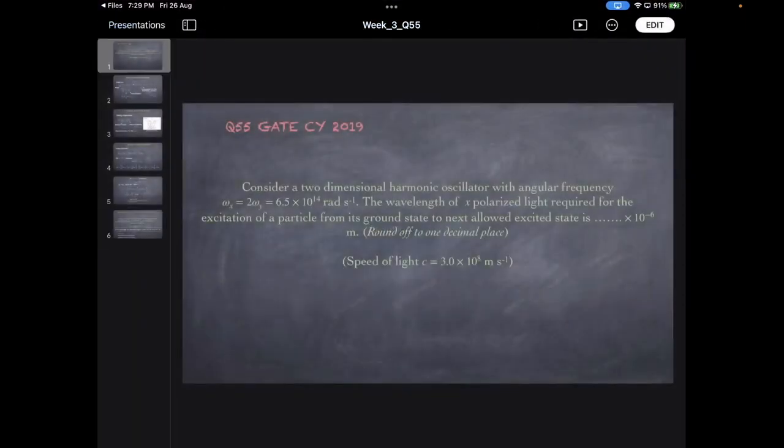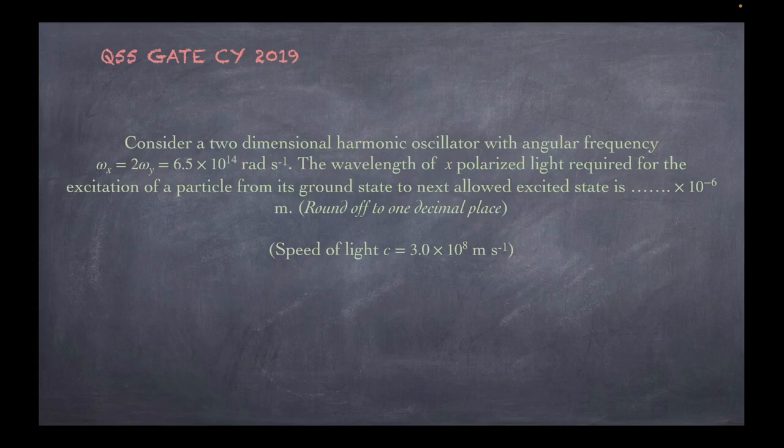Question number 55 from 2019 paper. So here the question is, consider a two-dimensional harmonic oscillator with angular frequency omega x equal to 2 omega y equal to 6.5 times 10 to the power 14 rad per second, and the wavelength of the x polarized light required for the excitation of the particle from its ground state to next allowed excited state is like some x times 10 to the power minus 6. So speed of the light is given here.